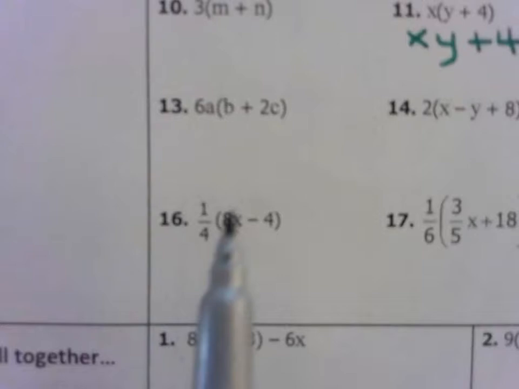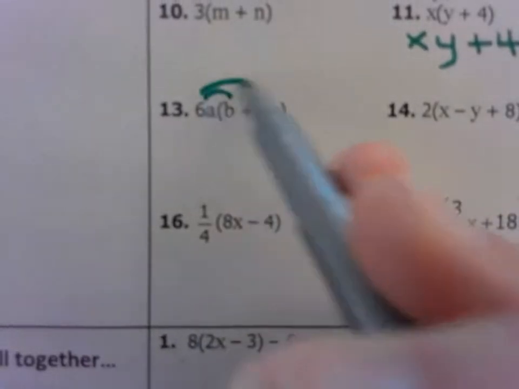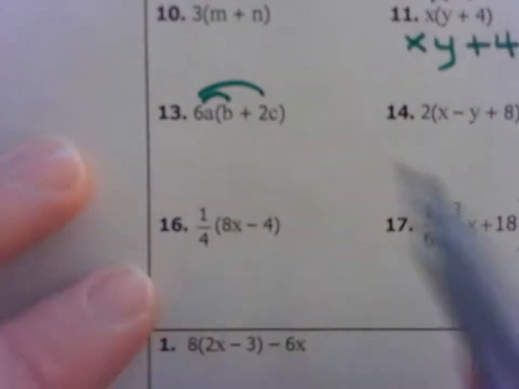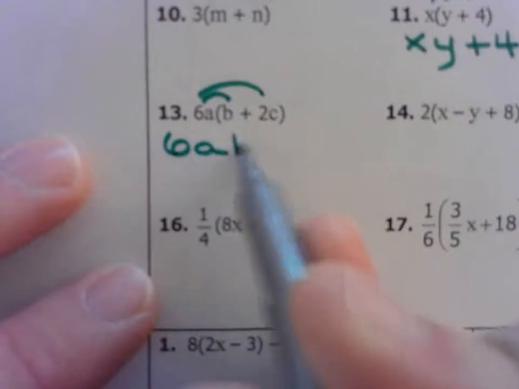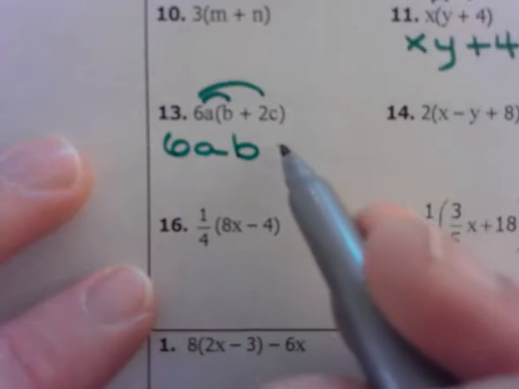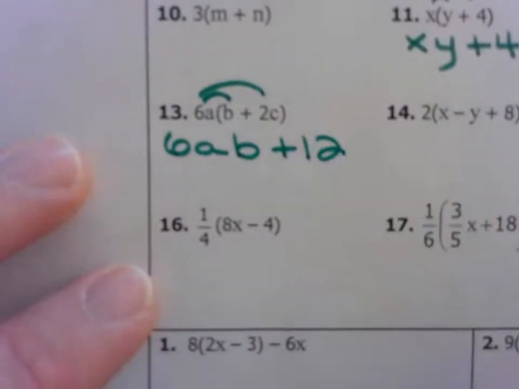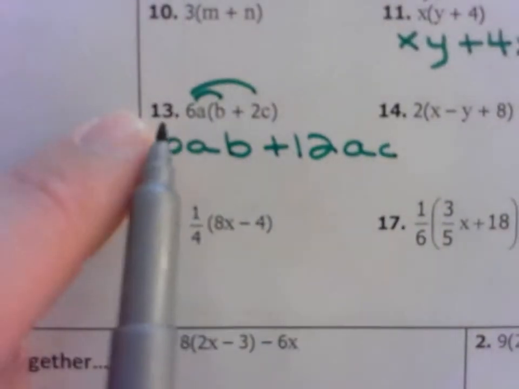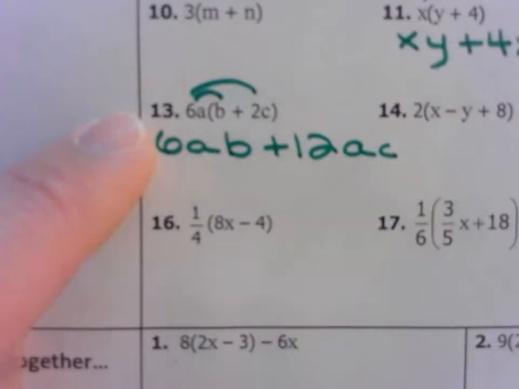Okay, let's look at 13. 6a times b plus 2c. You do the same thing. Just because there's an extra variable, 6a, do the same thing. What is 6a times b? 6ab. Don't make this harder than it is. And what is 6a times 2c? Plus 12ac. Just go alphabetical order. 6 times 2 is 12, and then a times c is ac. So 12ac.